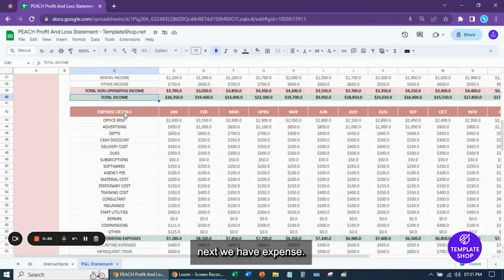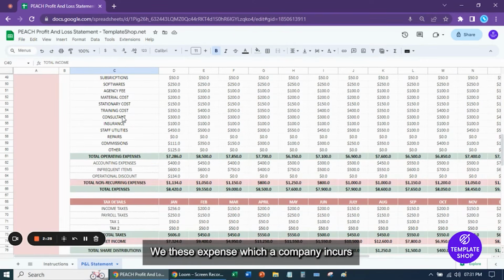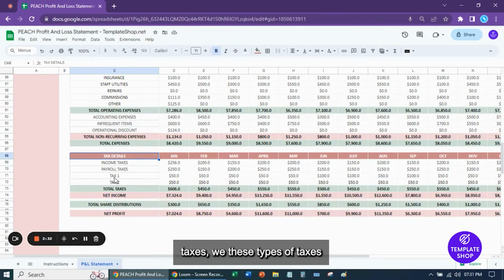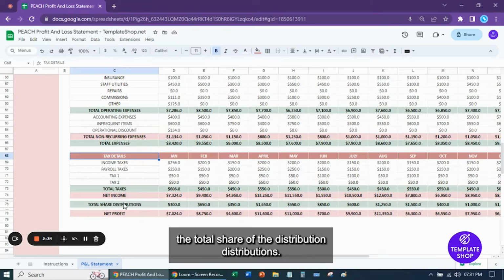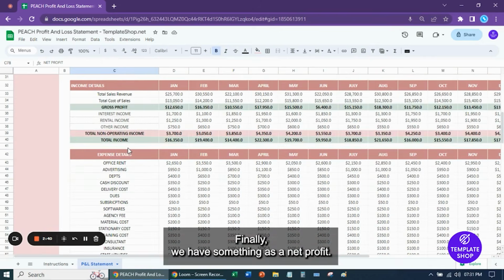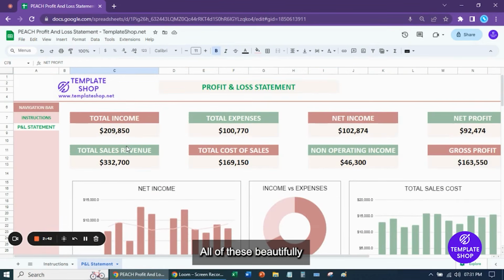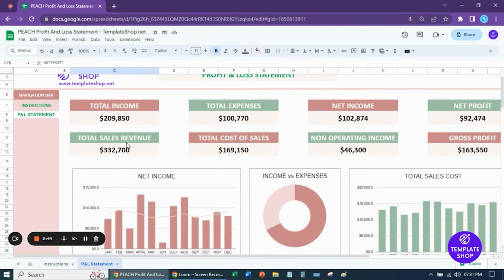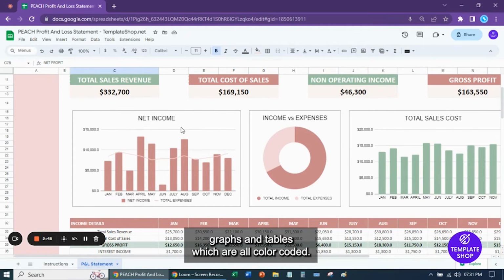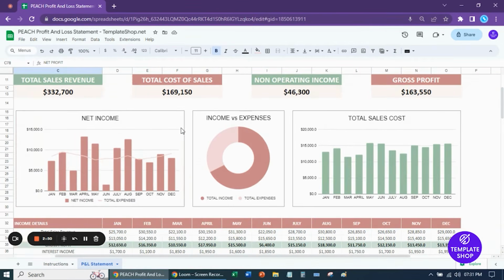Next, we have expenses, various expenses which a company incurs, taxes, various types of taxes, the total share for the distributions. Finally, we have something as a net profit. All of these beautifully depicted by charts, graphs, and tables, which are all color coded.